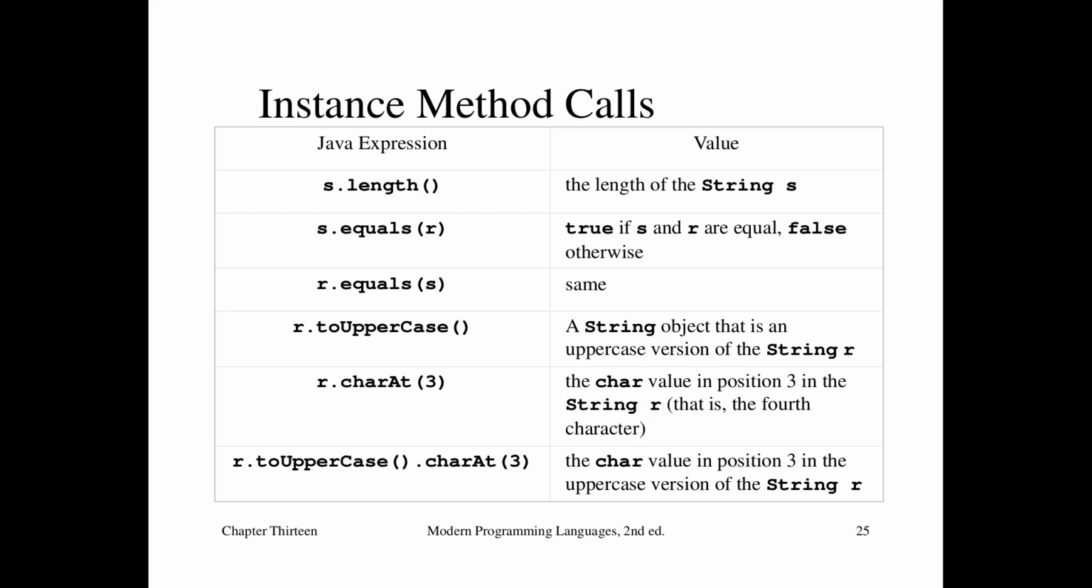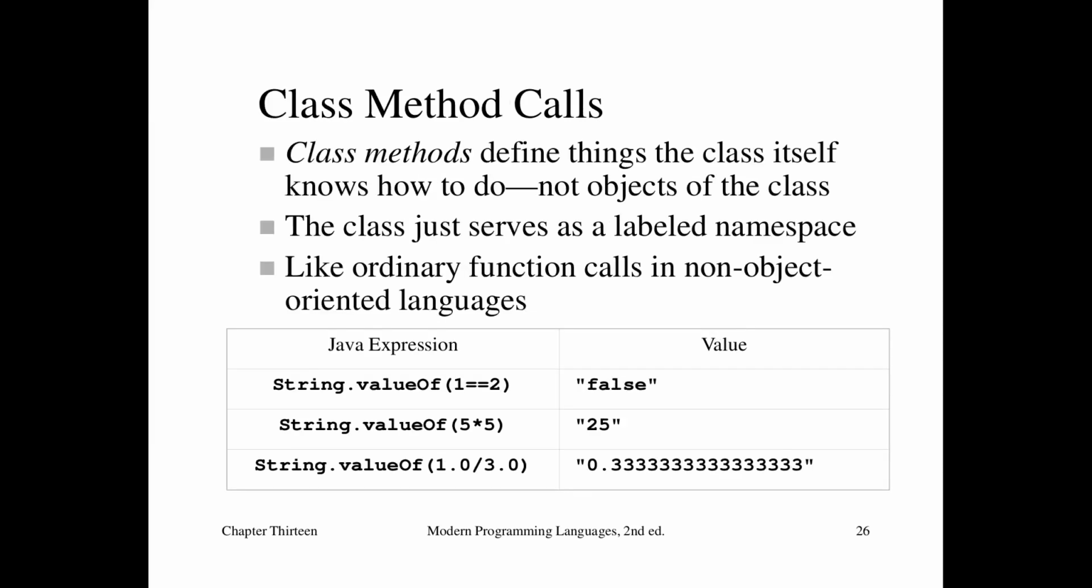charAt(3) returns the character value in position 3. So that would be the 4th character because it's 0 indexed. And then finally, toUpperCase().charAt: toUpperCase creates a new string, and then we get the character at the third index of that new string. Does that make sense? Okay, good.